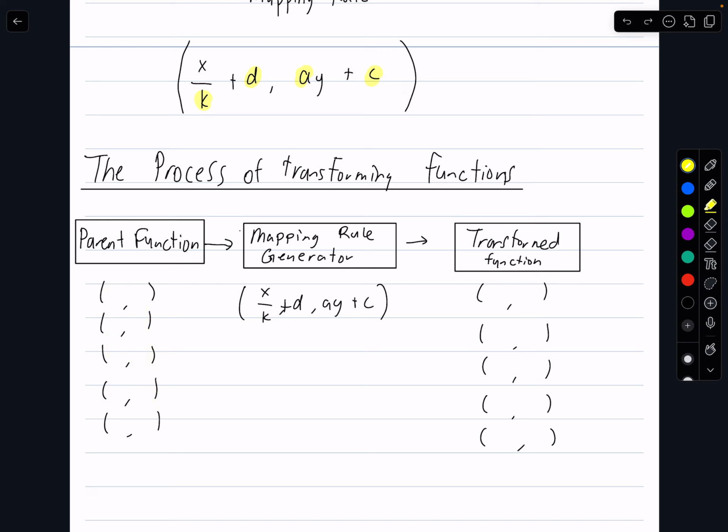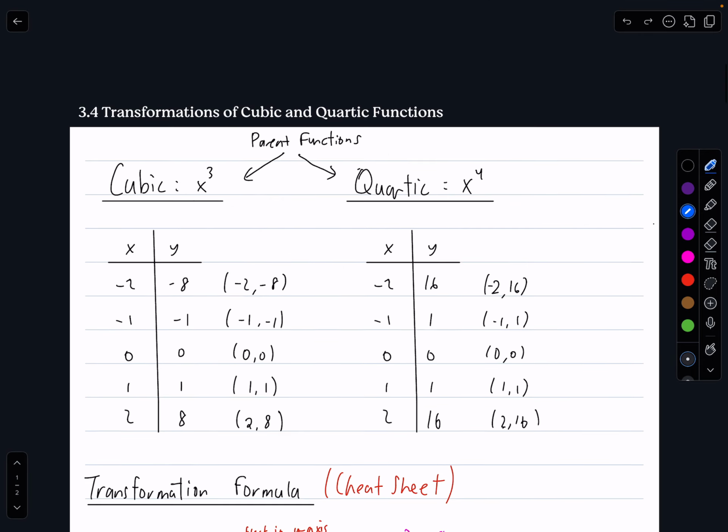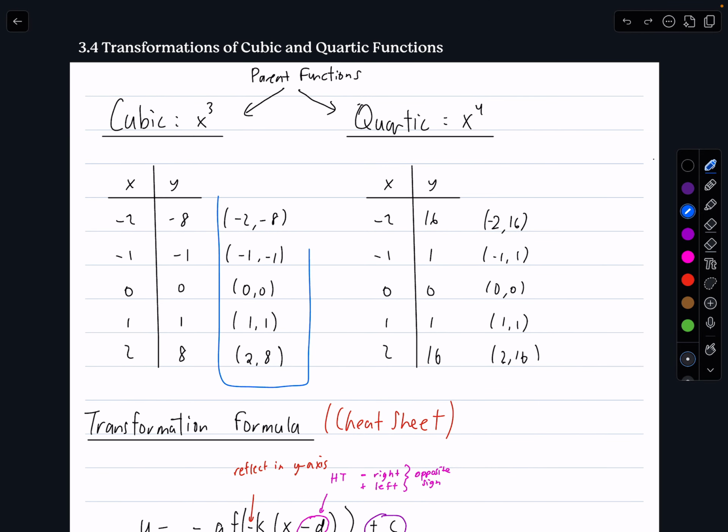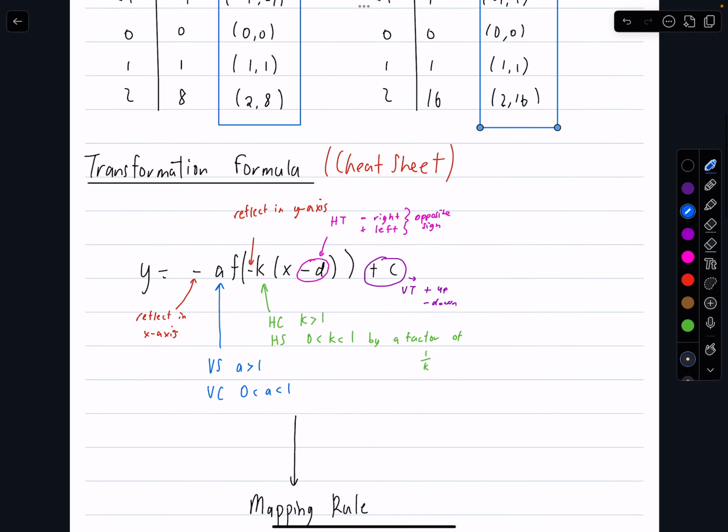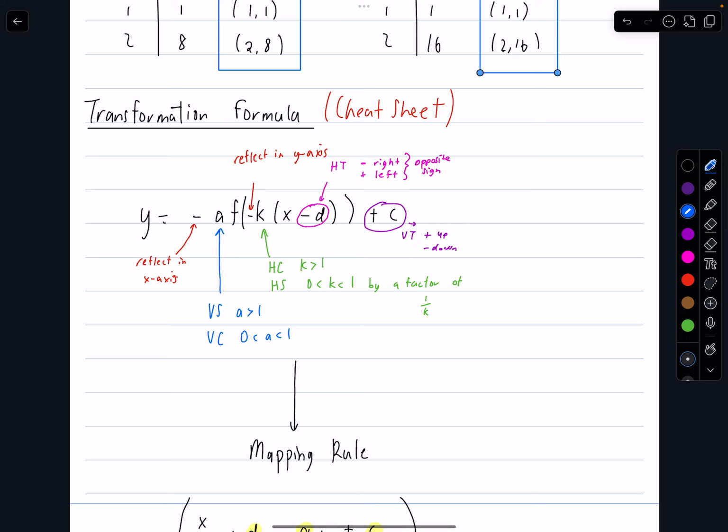But there are certain key steps in the process. First, we actually have to find out what the parent function points are. That's why at the beginning, I found these parent function points, right? Because when we plot these points, these are the points that are actually going to be transformed. The second thing, we need to generate the mapping rule formula. The way we generate that formula is we look at the function that they give us in the question, and based off how that function looks, we can generate the mapping rule formula. So you actually have to be given a function.